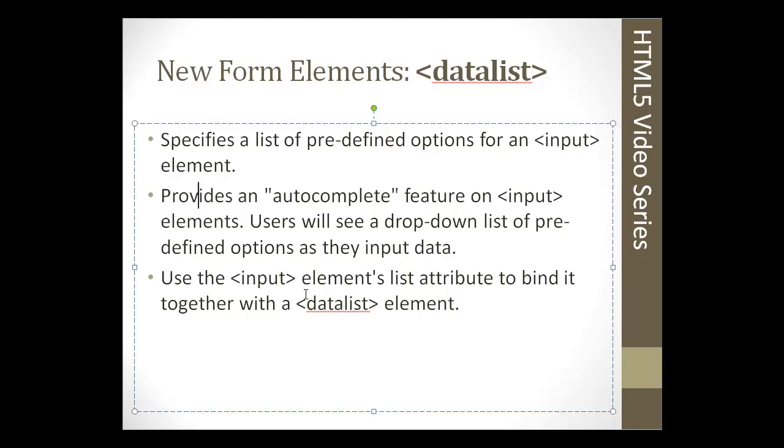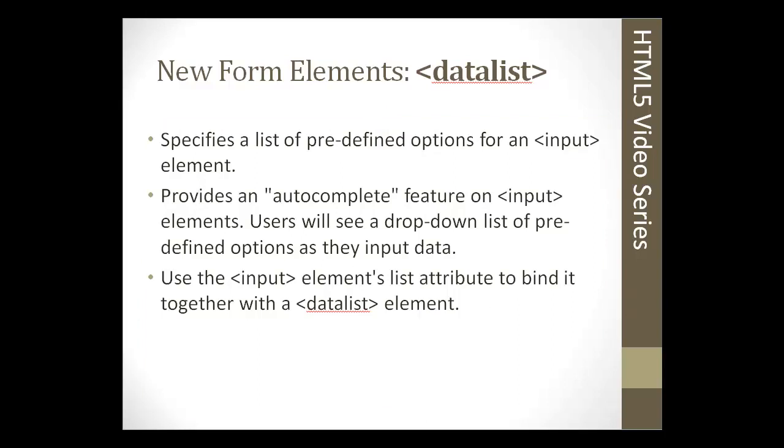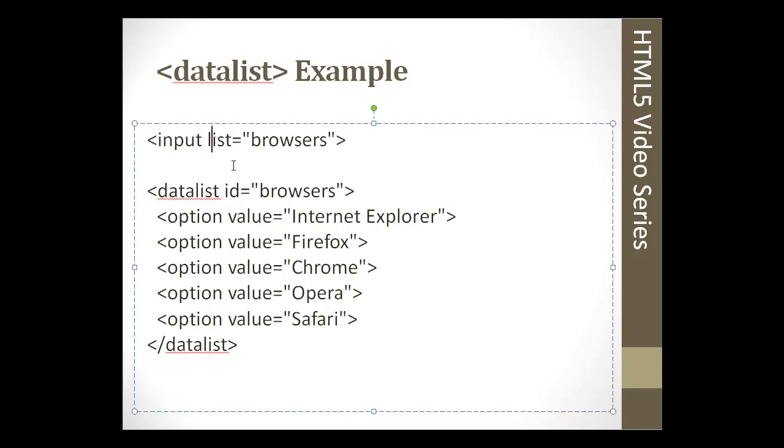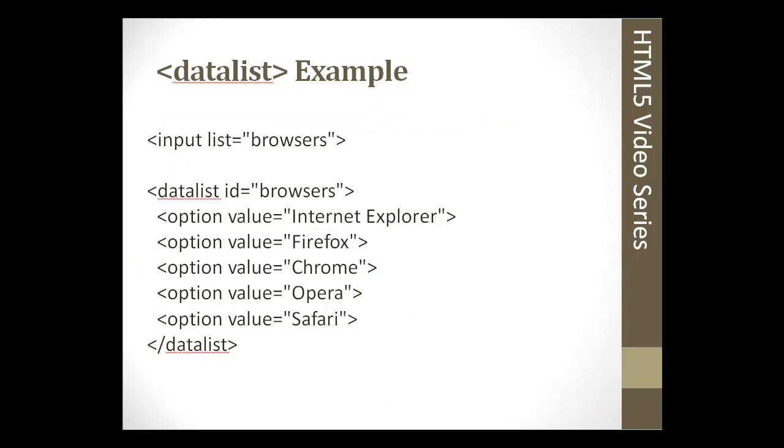And it's a little hard to explain, but I'm going to show you in the programming part of this section how this works. And actually, I can show you right here. This is an example. So we'd have an input with the list attribute of browsers, and then we'd have a datalist with the ID of browsers, and then we'd have our options. So if in this text someone types FIR, then Firefox will actually pop up. So it's an autocomplete. It's used for simplicity and to just make things easier for the user.